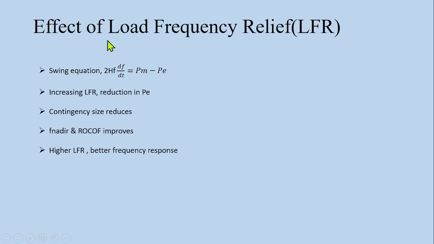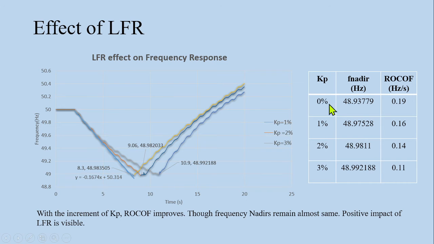Now, we will consider the effect of load frequency relief. In the swing equation, Pm is mechanical power, Pe is electrical power. Increasing LFR reduces Pe. As a result, contingency size reduces. So frequency nadir and ROCOF improve, which implies better frequency response. In the table, values of frequency nadir and ROCOF are given for different values of Kp. With the increase of Kp, ROCOF improves. Although frequency nadir remains almost the same, the positive impact of LFR is visible here.